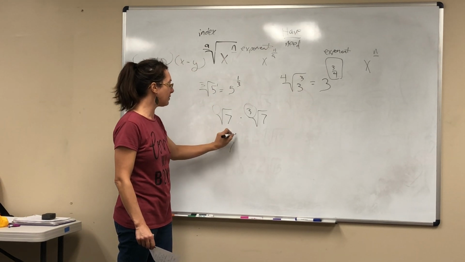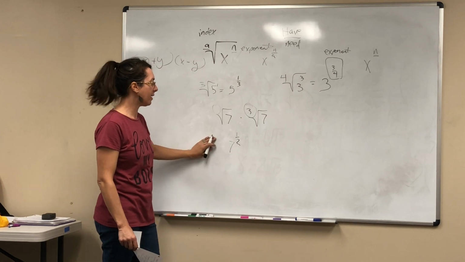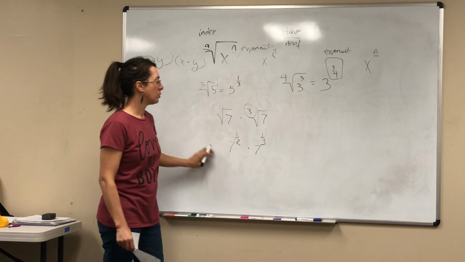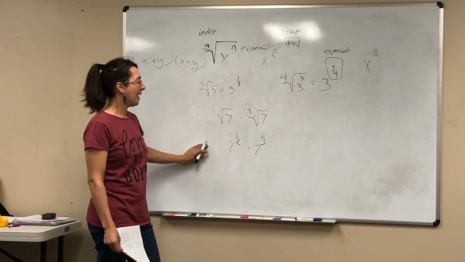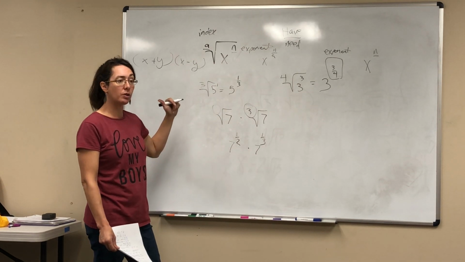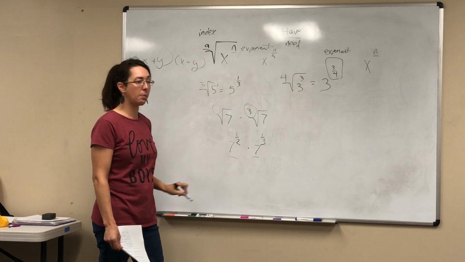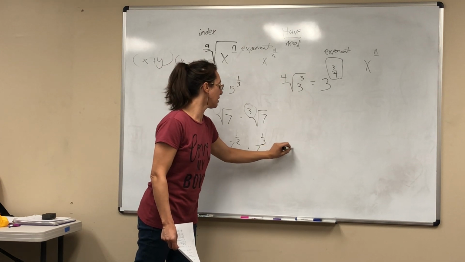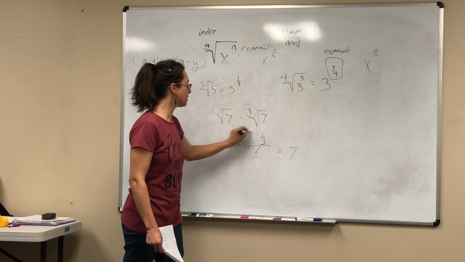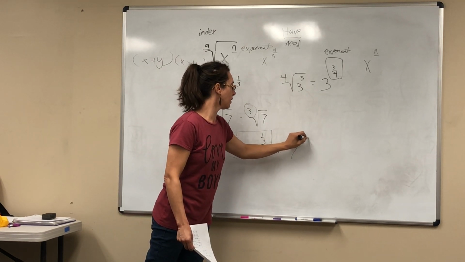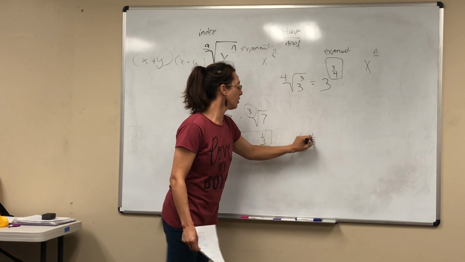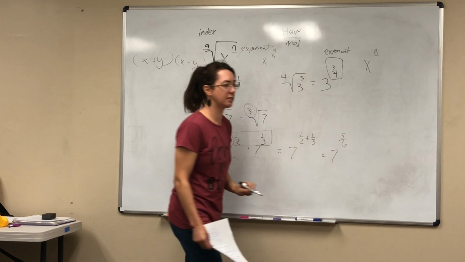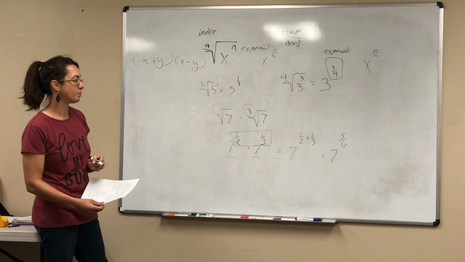So this is really 7 to the 1/2 times 7 to the 1/3. Okay. Now back to my exponent rules. All I need is the same base. Correct? So now my base is the same. My exponent rule says I add these together. 1/2 plus 1/3 gives 7 to the 5/6.